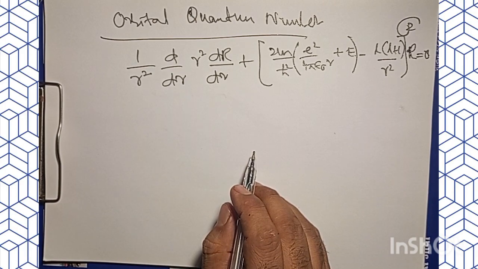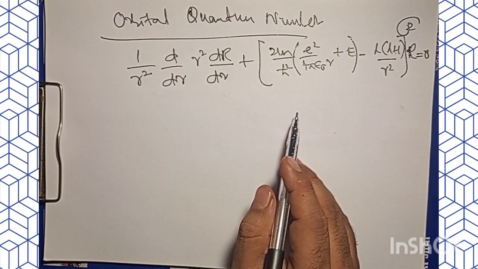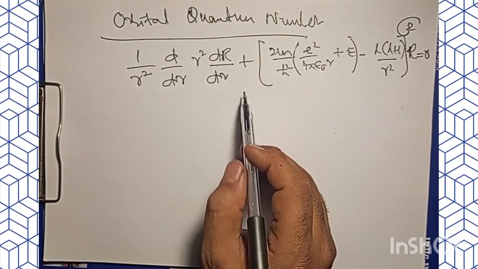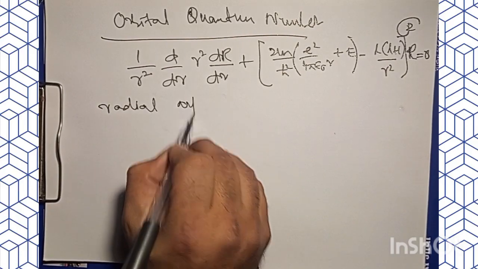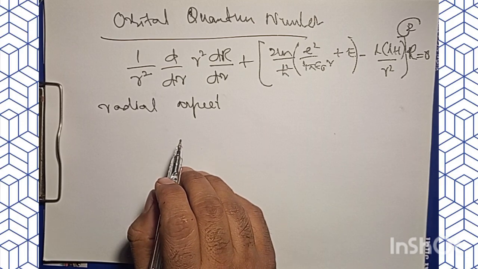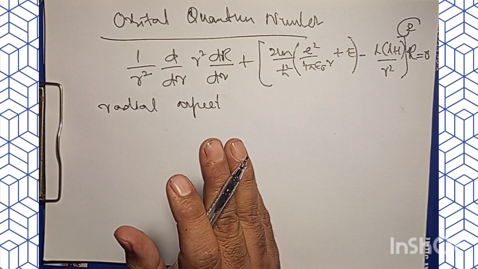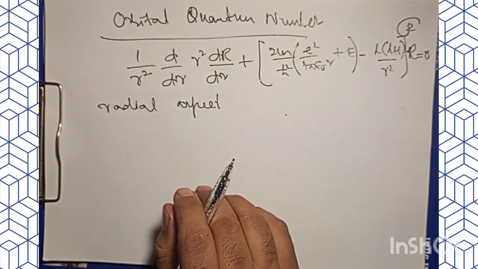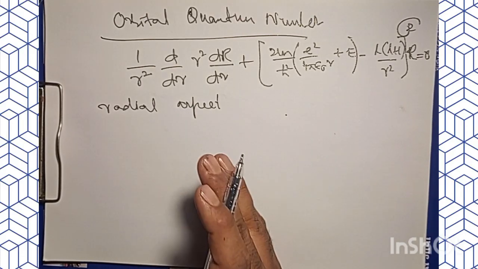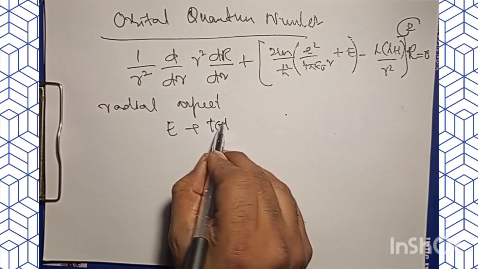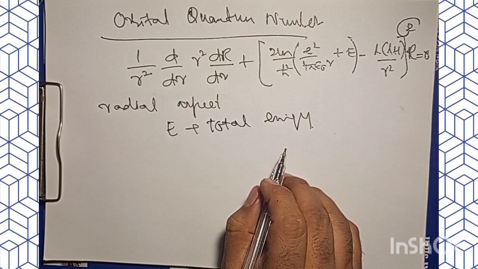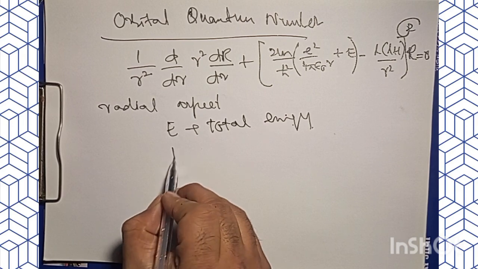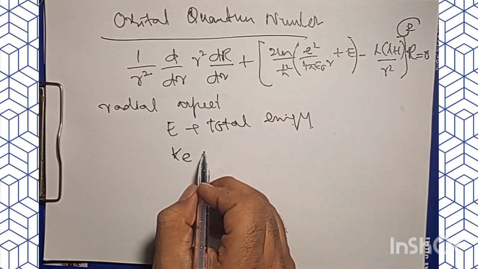If we look at this differential equation for the wave function R, it is certainly concerned with the radial aspect involved in the hydrogen atom, as far as the motion of the electron towards or away from the nucleus is concerned. At the same time, we notice the presence of E. E is the total energy in this equation, and this total energy E includes the kinetic energy of the electron due to the orbital motion.